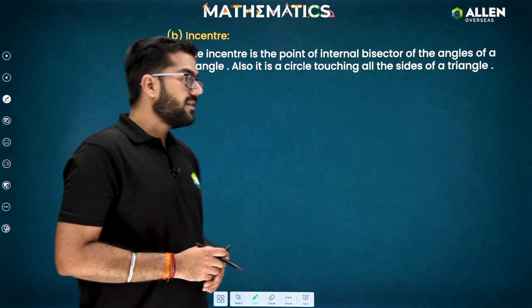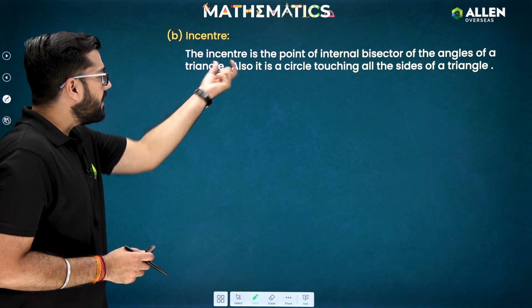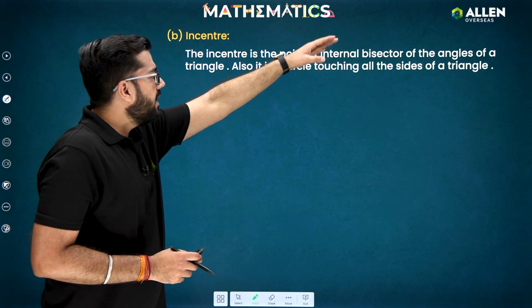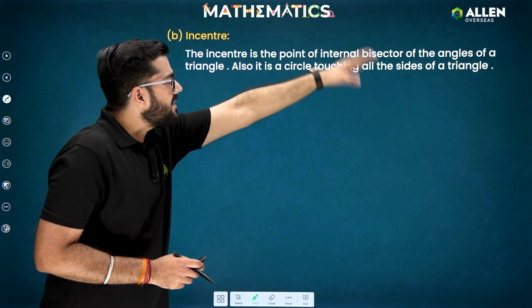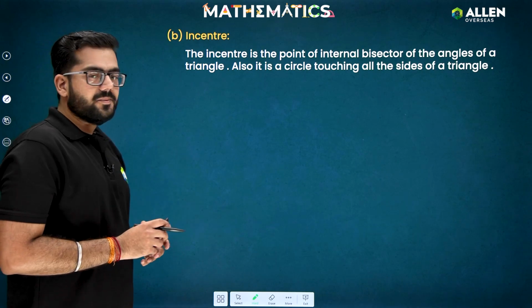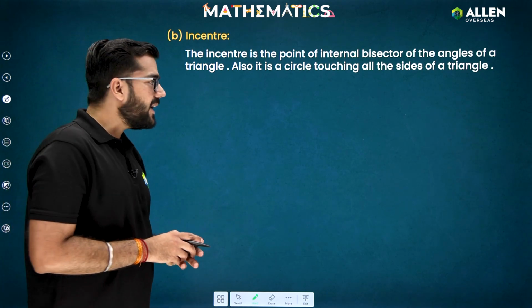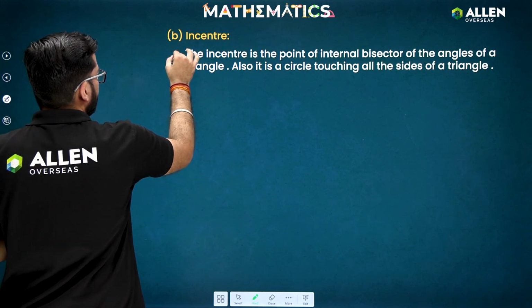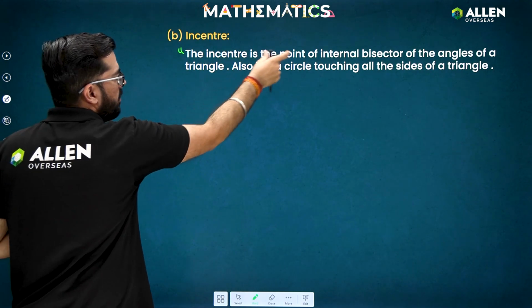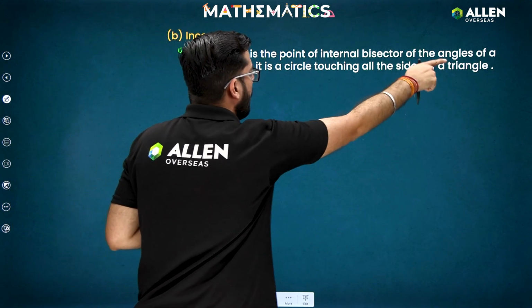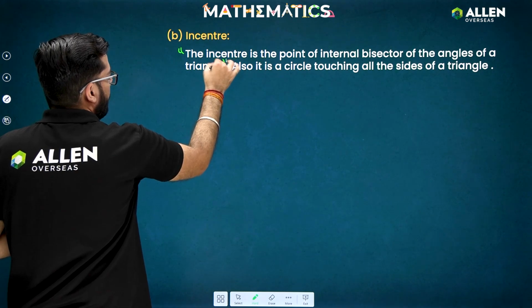Now the next one is the incenter. Again, the incenter is what? The incenter is the point of intersection of the internal bisectors of the angles of a triangle. So again, this is more than enough to understand the definition. The incenter is the point of intersection of the internal bisectors of the angles of a triangle.